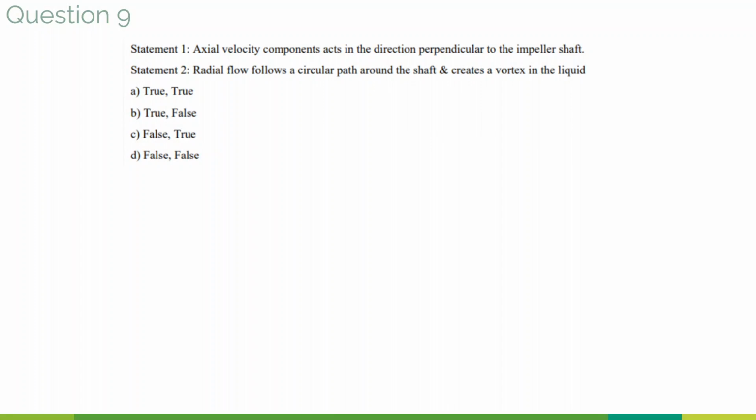Okay, this is again a repetition. Question 9. Statement 1: Axial velocity component acts in the direction perpendicular to the impeller shaft. And statement 2: The radial flow follows a circular path around the shaft and creates a vortex in the liquid. So, going to the first statement.